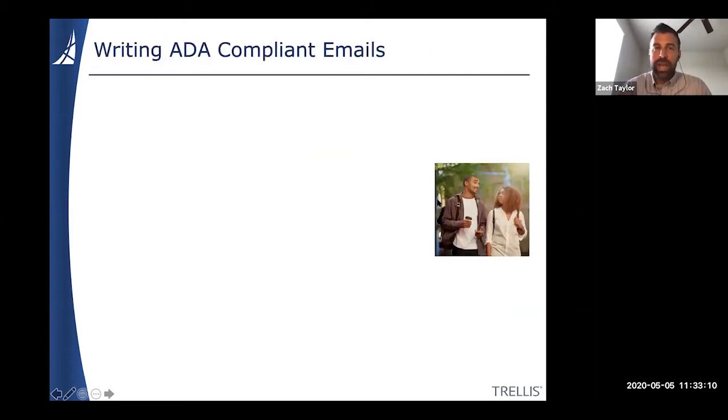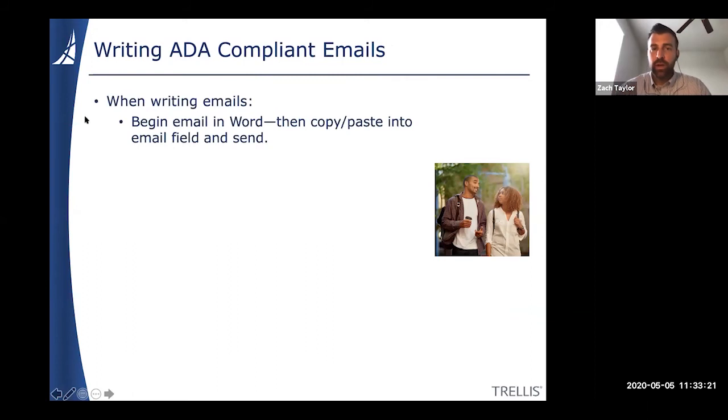Writing ADA compliant emails is some very low hanging fruit. You can almost entirely assure ADA compliance in emails if you follow some of these steps. First, write them in Word to start and copy and paste them in. In a lot of email templates and applications, there's not a spell check feature built in. In Gmail there is now, but Word actually has a lot more accessibility features built in than Google or Outlook currently does.